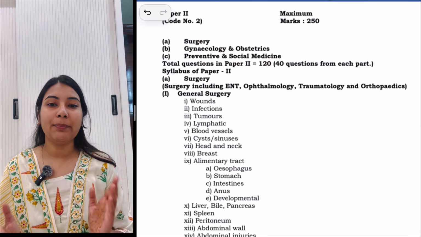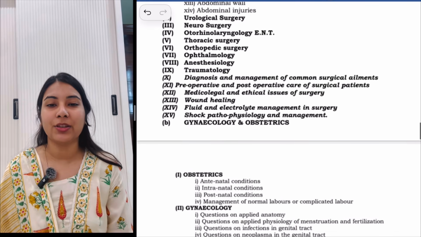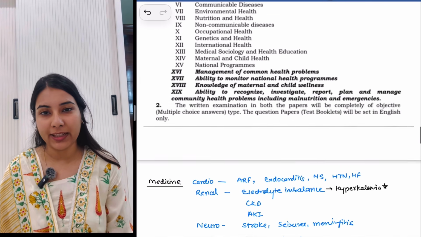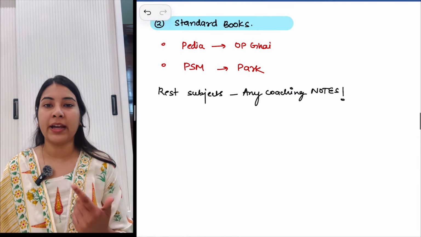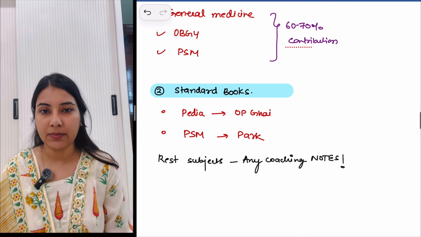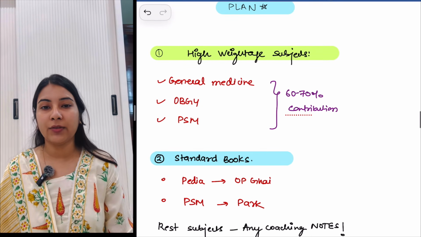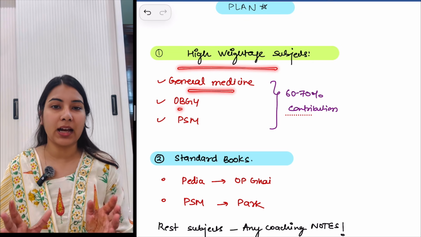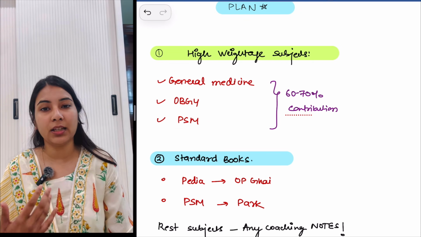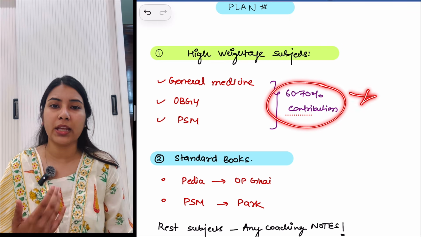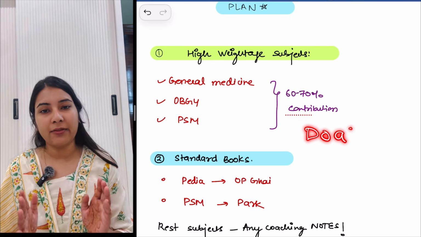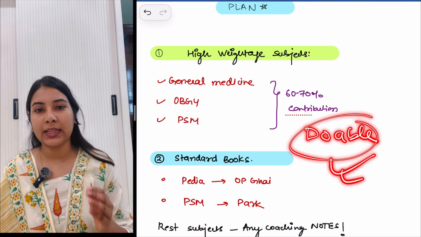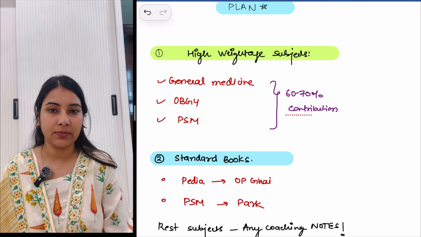Now what should be the plan of approaching these subjects? So the first thing is you need to identify high weighted subjects. If you are covering general medicine, OBGY and PSM, these are very high weighted subjects. They can easily give you 60 to 70% of the questions from these subjects only, and the questions that are asked are also very approachable and doable. So these are value for your time, and you can easily score well in these three subjects.